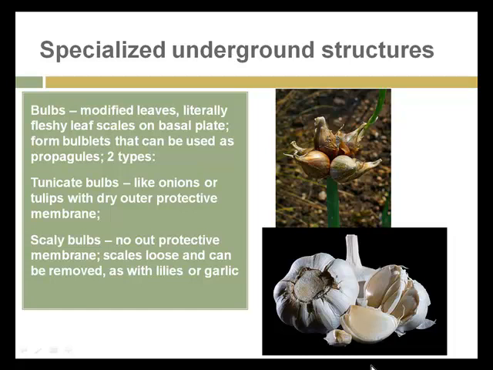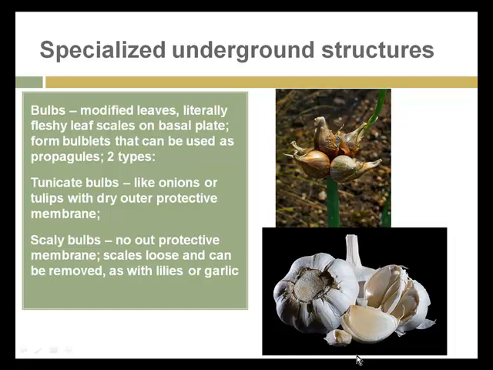Some other specialized plant structures are corms, modified stems, and those stems are wrapped in dry scaly leaves. They send up a shoot, which you see in the photo here, which will form a new plant. I believe that this is crocus, and crocuses and gladioli are two plants that are frequently propagated using corms.